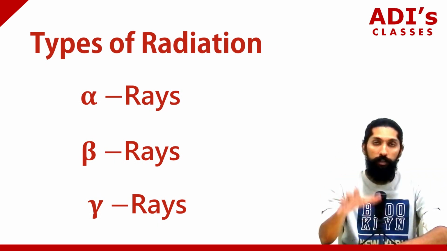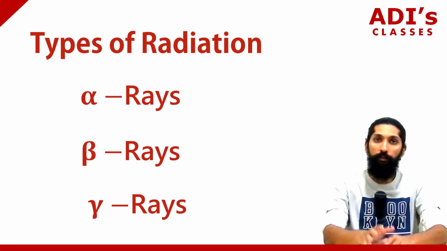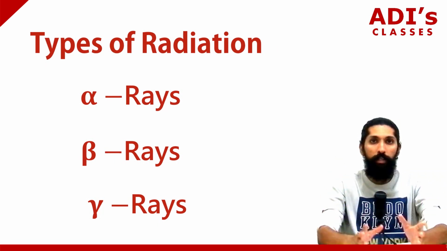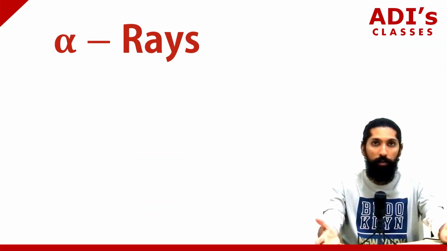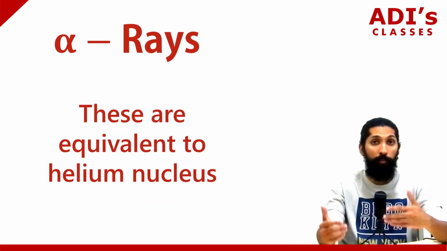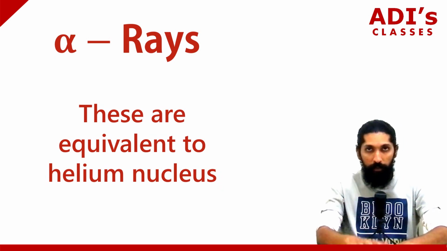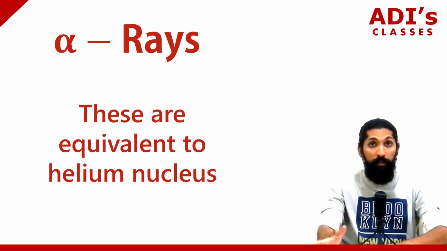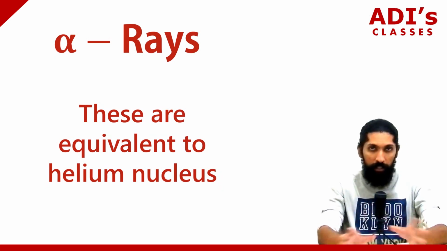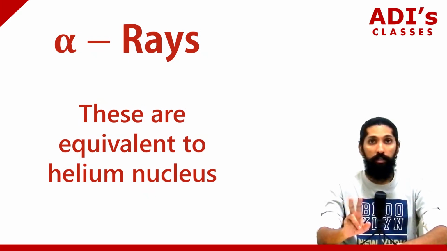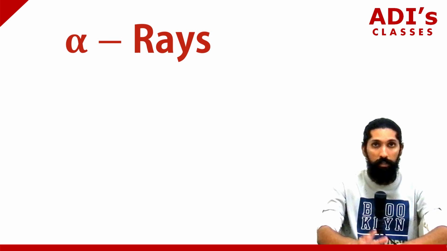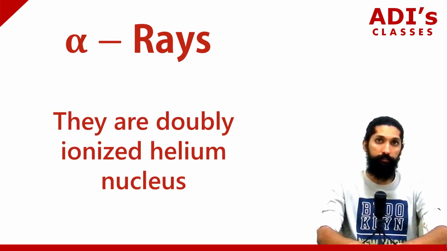Okay, now first let's talk about alpha rays. Alpha rays are very common, very important. Not important as such, it's just that all the properties of alpha rays are known. An alpha ray is basically a helium nucleus. In very simple terms, it is a doubly ionized helium nucleus. This is basically an alpha particle.